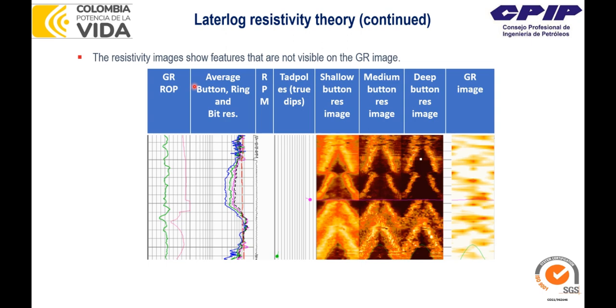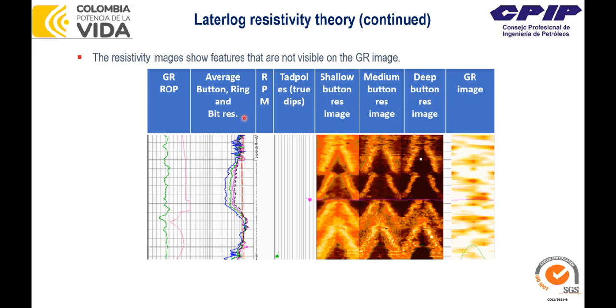Button is the normal lateral log resistivity, and there can be different buttons with different depths of investigation, like shallow button, medium button, and deep button. So that's three buttons on the tool, and they have different depths of investigation from a few inches to like 8 to 10 inches.